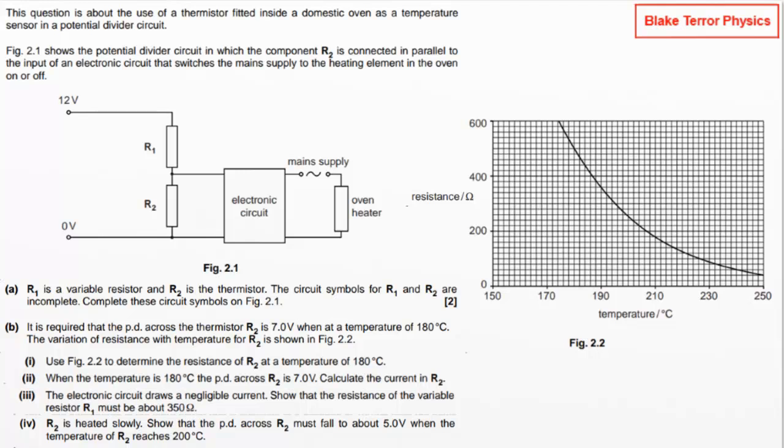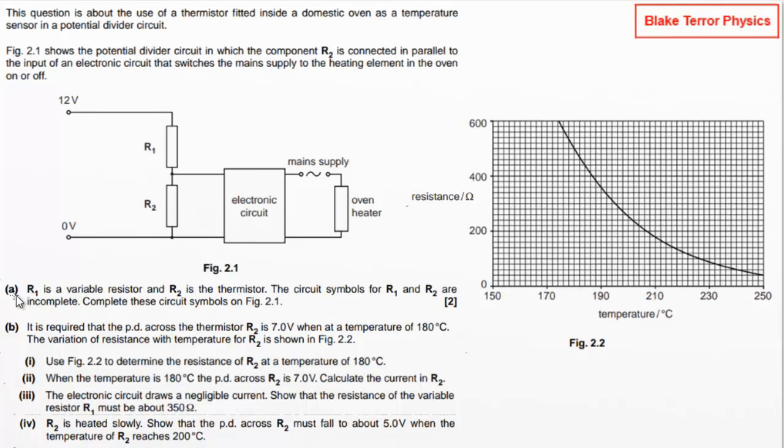The question is about the use of a thermistor fitted inside an oven. Right, okay, so we're still on thermistors, but no fridges this time. Temperature sensor and a potential divider circuit. So this is the circuit. We've got R2 in parallel to some electronic circuit that's switching the main supply to the heating element. As the temperature changes on R2, the potential difference across it is going to change, and that's flicking the oven heater on and off. As it cools down, it's going to turn on, and when it heats up, it's going to turn off again. So this is sort of your thermostat for your oven.